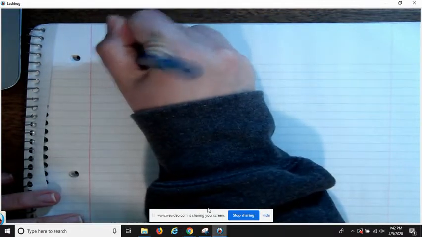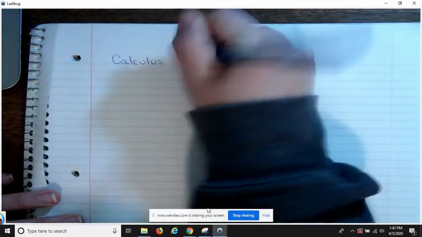Hello, everybody. So we're going to do a calculus review today. Also, I'm writing in my old high school calculus notebook. So that's fun.